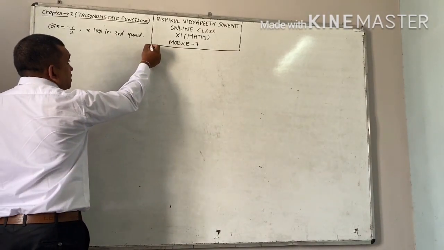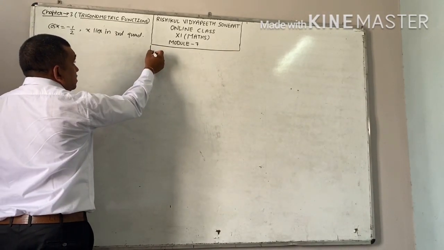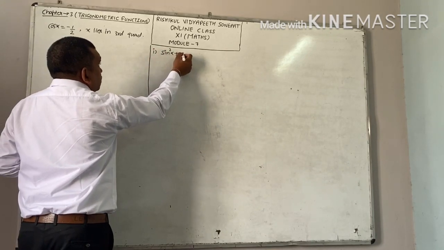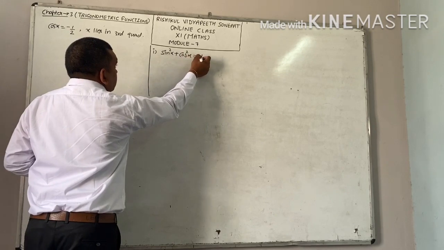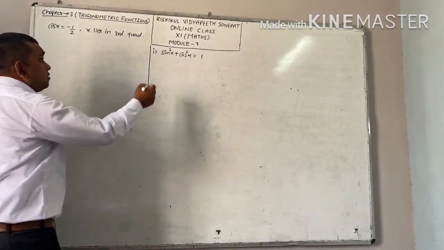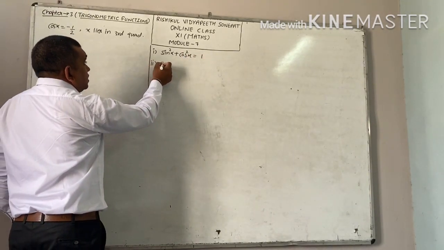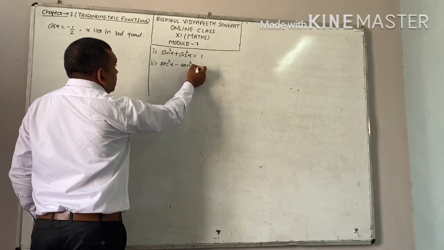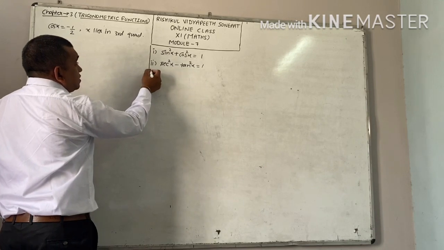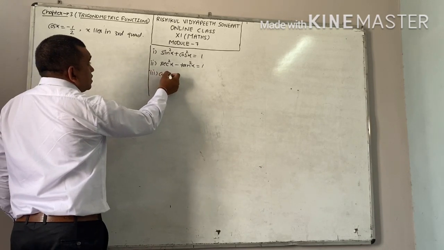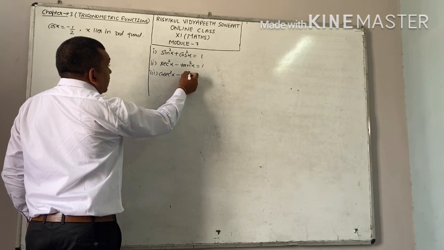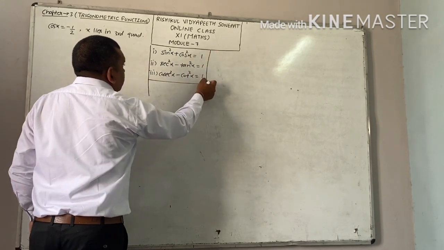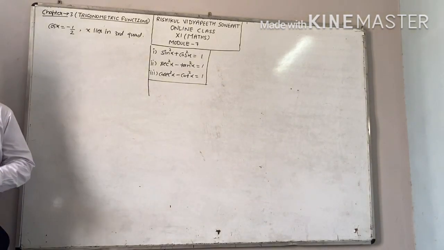You have learned these three identities in your previous classes. First identity, sin square x plus cos square x equals 1. Second, secant square x minus tangent square x equals 1. And third identity was cosecant square x minus cot square x equals 1. With the help of these three identities, we can find out the value of the remaining 5 trigonometric functions.